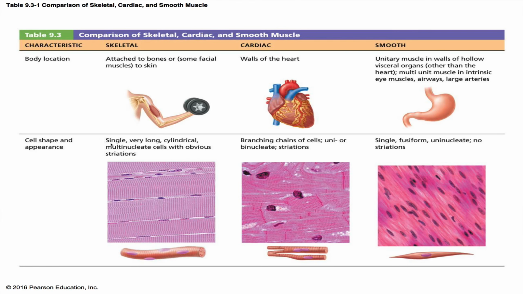And the cell shape: you have single, very long, cylindrical, multinucleated cells with obvious striations in skeletal muscle. In cardiac muscle, we also have a striated appearance, but you have either 1 or 2 nuclei, so they're either uni or binucleate. And again, these are branching chains of cells. In smooth muscle, you have single, fusiform, uninucleate cells, and they lack striations.